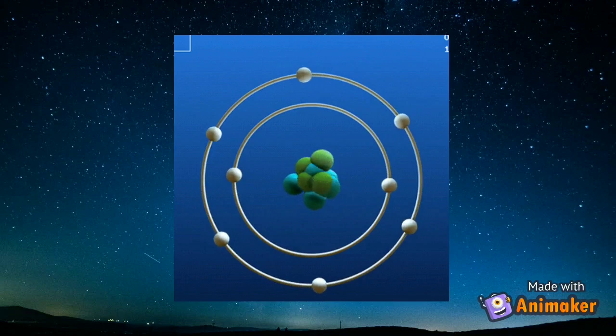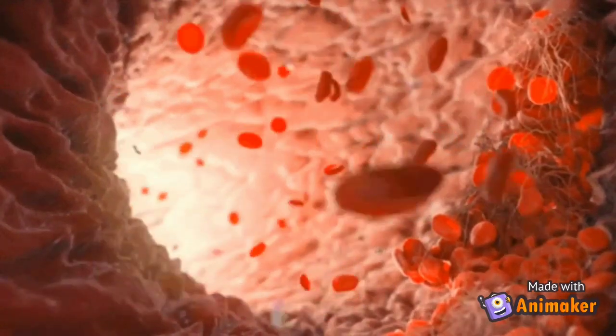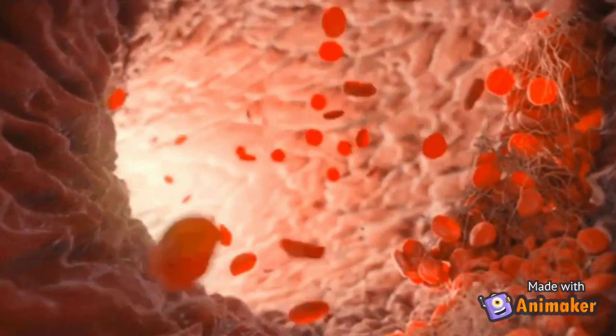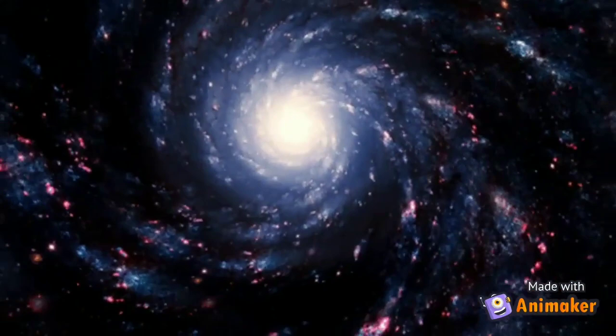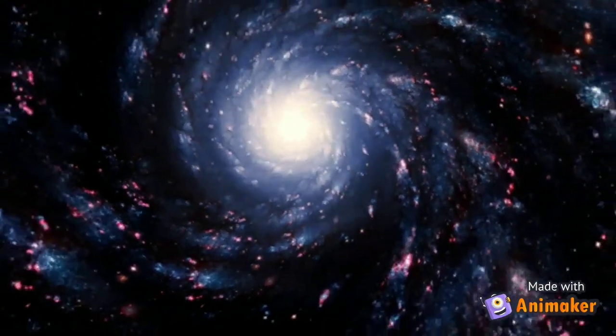The electron, proton and neutron in an atom are also in motion. Even if we are at rest, the blood inside us is in motion. Actually, everything in this universe is in motion.